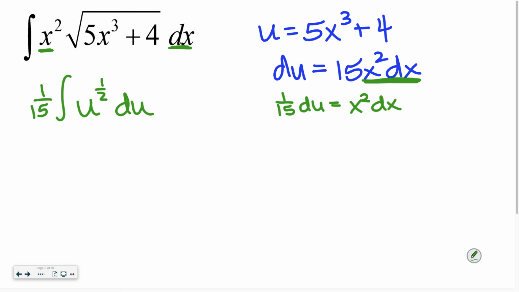So now everything's been replaced, right? We have the square root of u, and then everything outside of the square root got replaced. Any questions before we actually take the antiderivative? So now, we know that our antiderivative is u to the 3/2 times 2/3. That 1/15 just stays out in front, multiplied.